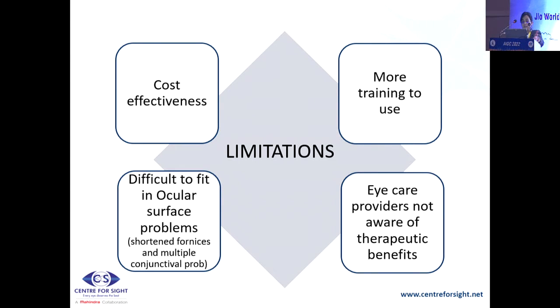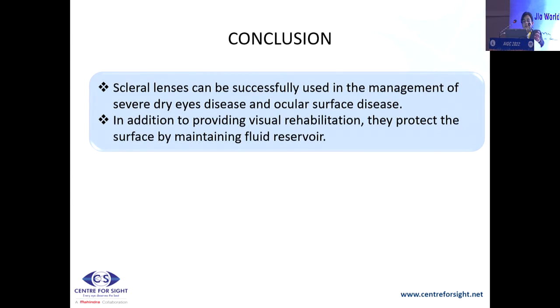So I would like to conclude that scleral lenses can be successfully used in the management of severe dry eyes and ocular surface disease. In addition to providing visual rehabilitation, they protect the surface by maintaining a fluid reservoir.